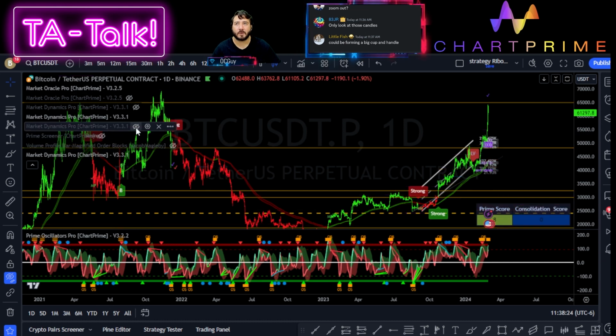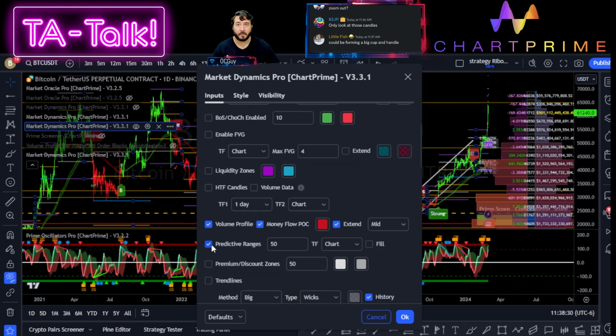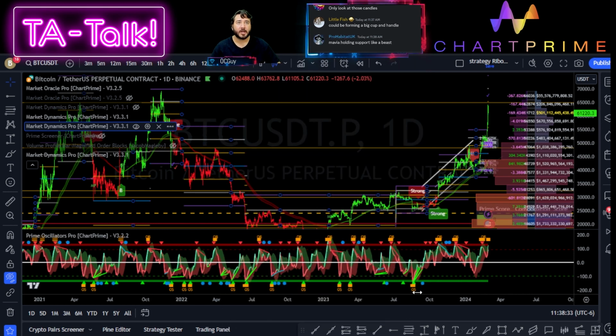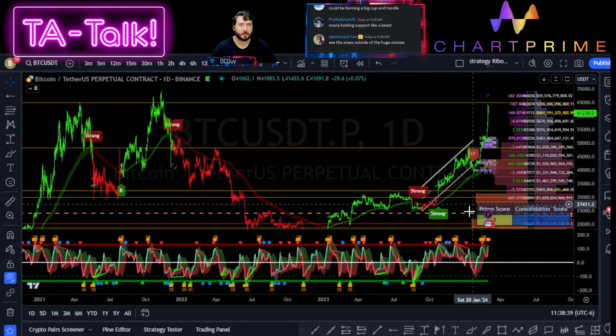And let me clear this up. The only thing I'm going to be doing right here is turning off, just for now, because I'm going to be looking at them far ahead, my predictive ranges. It's just a little bit too messy at this point. We have a ton of things. Let me make it as clean as possible.